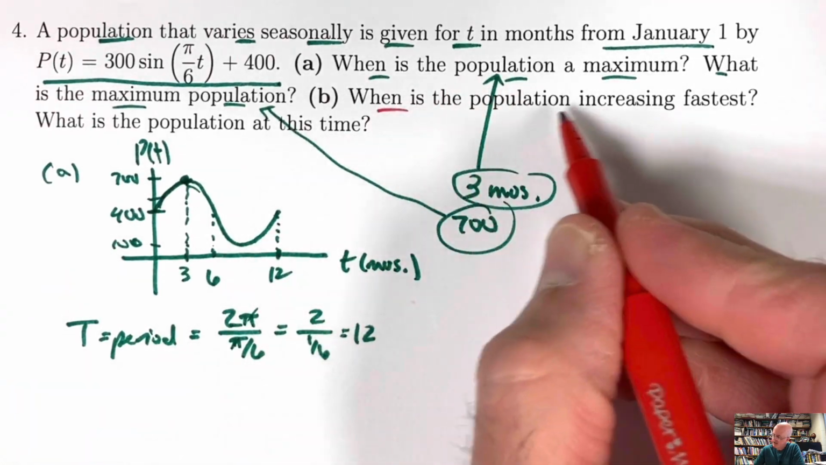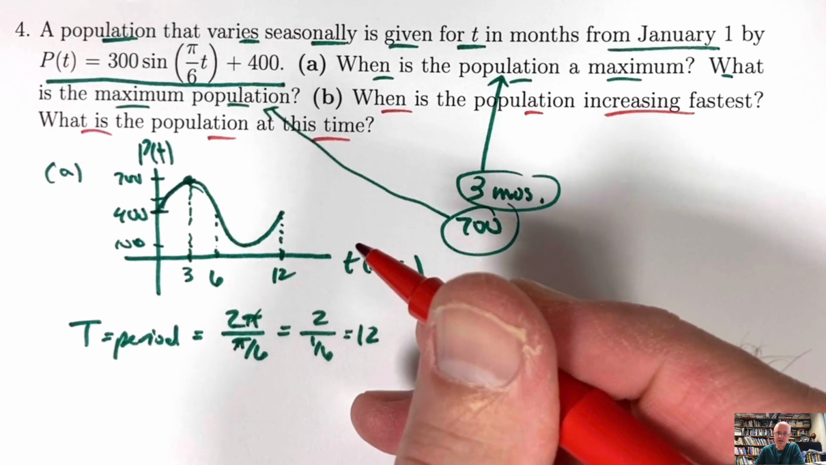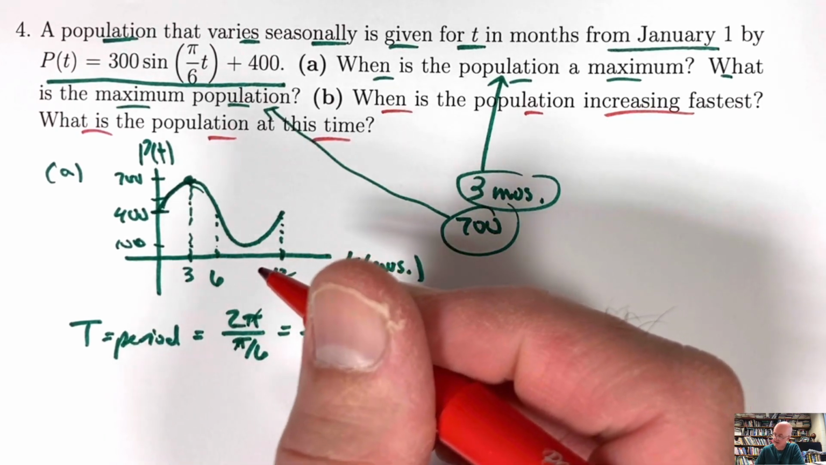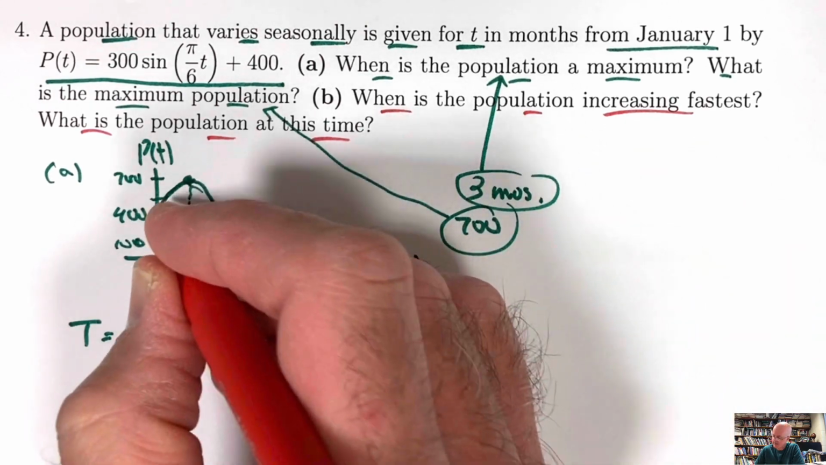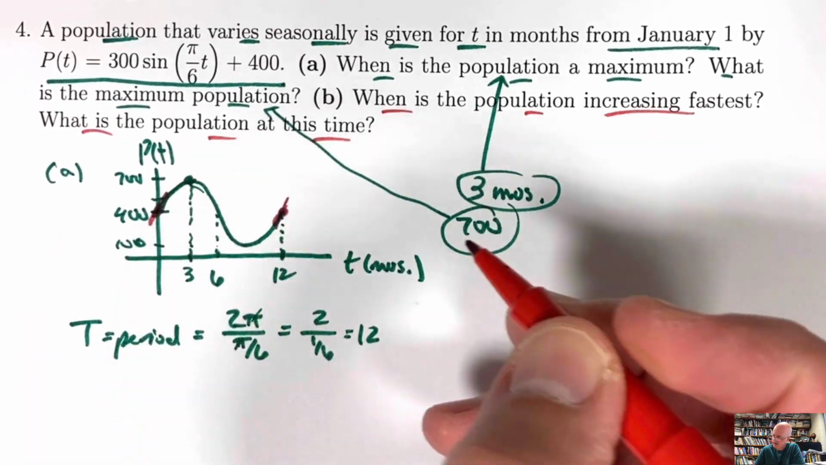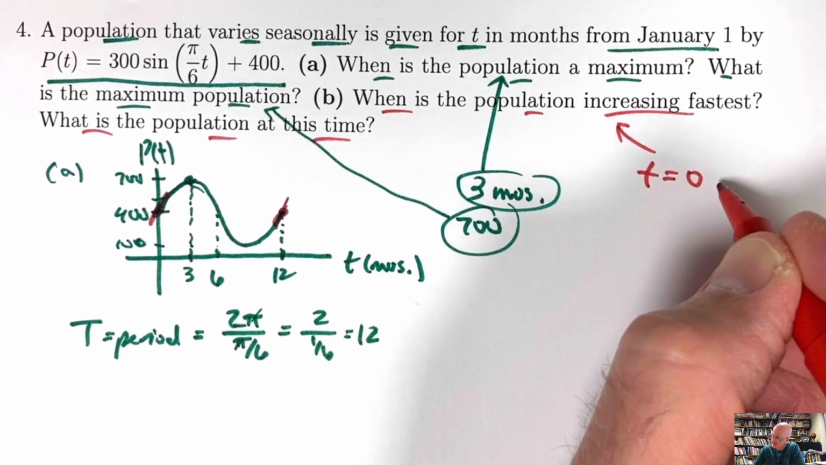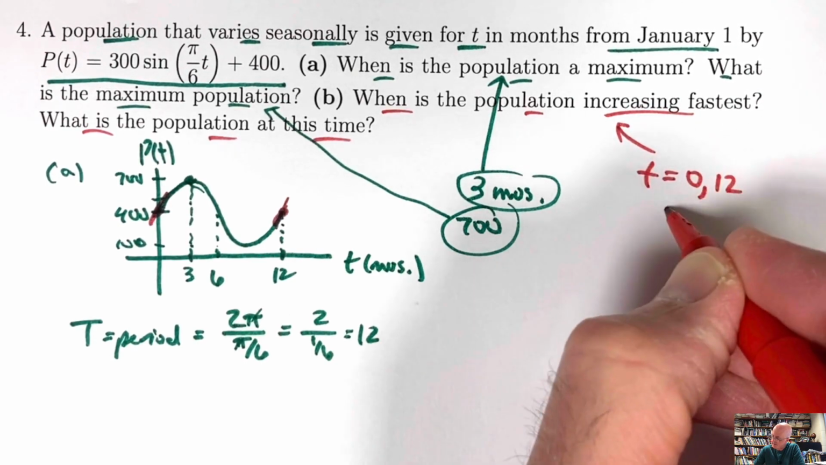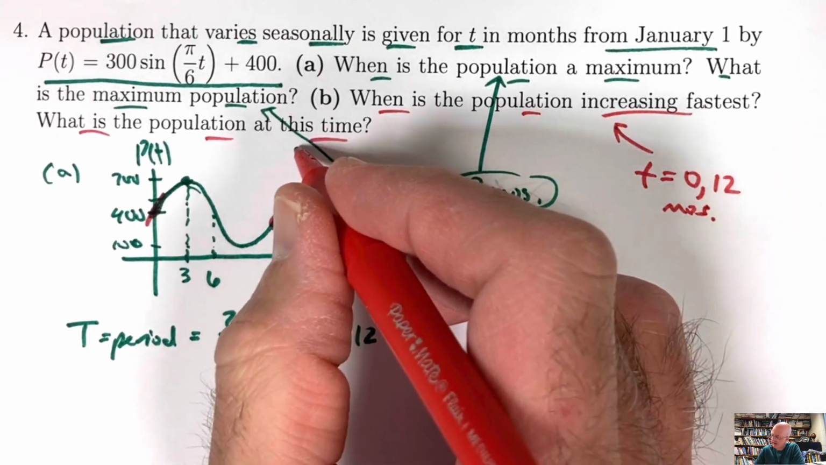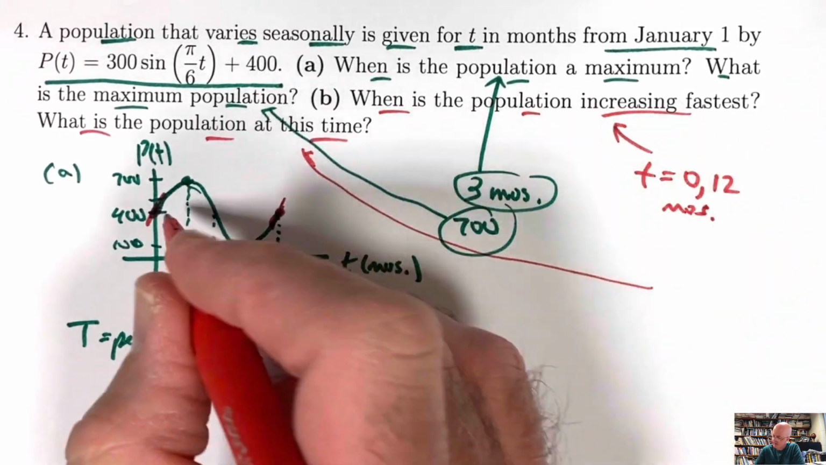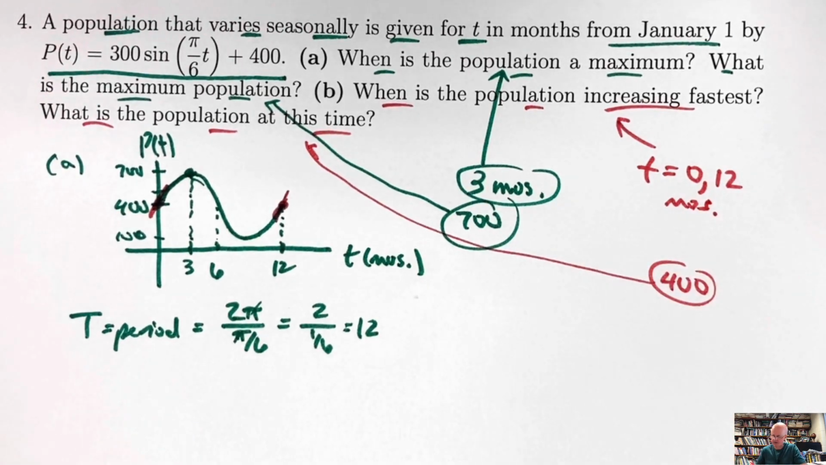When is the population increasing fastest, and what is the population at this time? It's increasing fastest when the slope of the tangent line is largest. Right here, and yeah, technically right there too. That's when the slope of the tangent line is largest. When does that happen? T equals 0 months or 12 months. And what is the population at that time? It'd be 400. Okay, so we can answer these things without calculus.